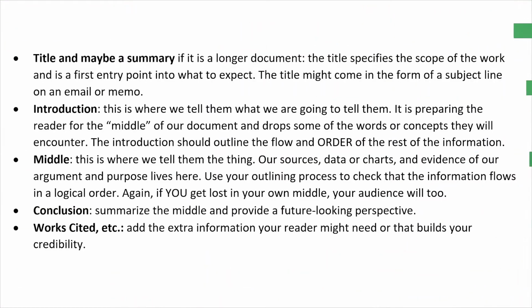We typically organize information for technical communication into 5 major sections that help the audience reach the goal. And these sections exist whether it's as short as an email or as long as a giant grant or formal report. Title, and maybe a summary if it's a longer document. The title specifies the scope of the work and is the first entry point into what to expect. The title might come in the form of a subject line if it's an email or a memo.